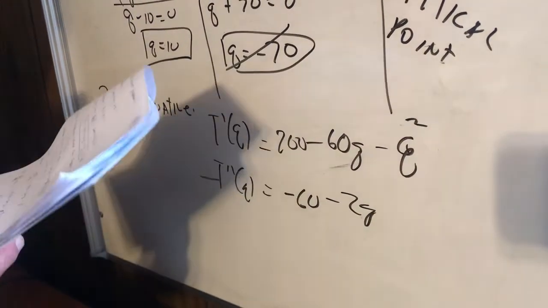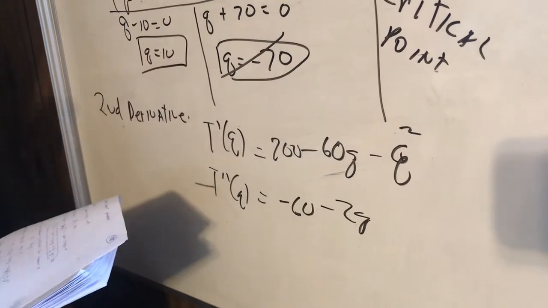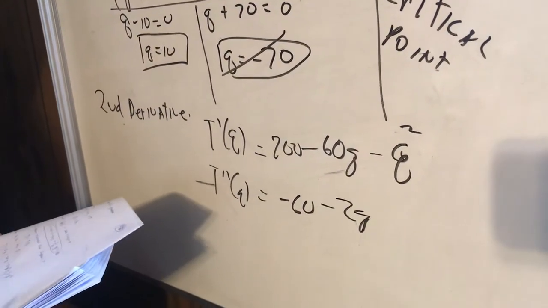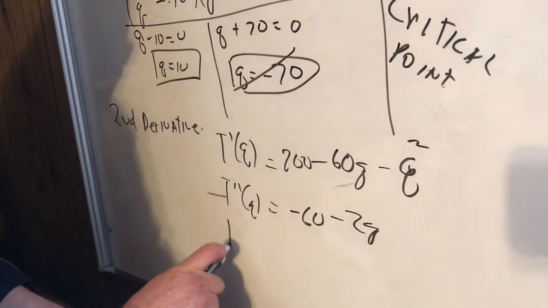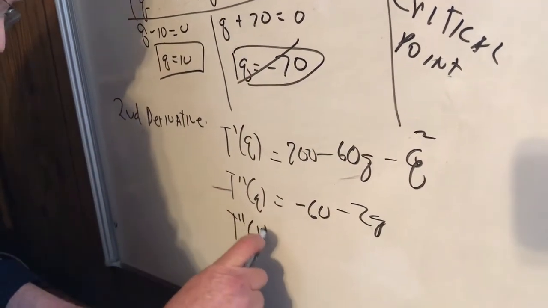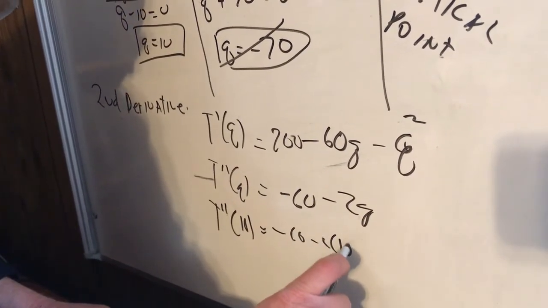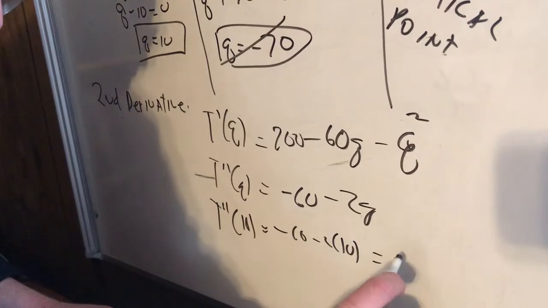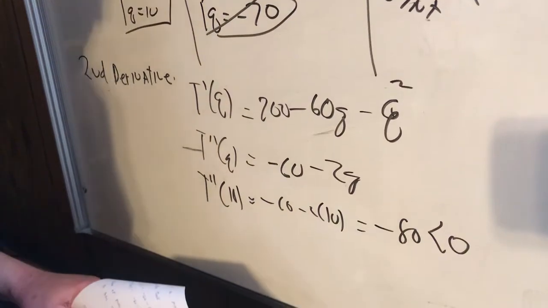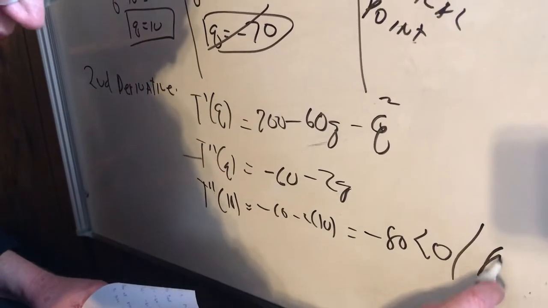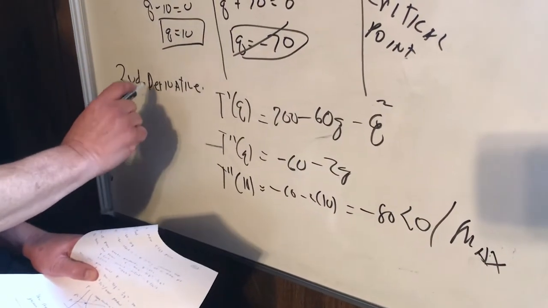Okay, so have we found a value for q? Yes, we have. We found a critical point, q equals 10. So I'm looking to see what the second derivative will be at q equals 10. So T double prime of 10 is going to equal minus 60 minus 2 times 10. And I already know it's going to be negative, minus 80. And when the second derivative is negative, less than 0, that means I'm at a maximum point. So q is a maximum.